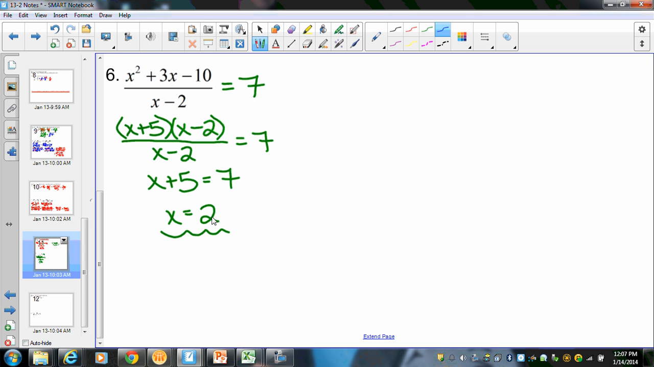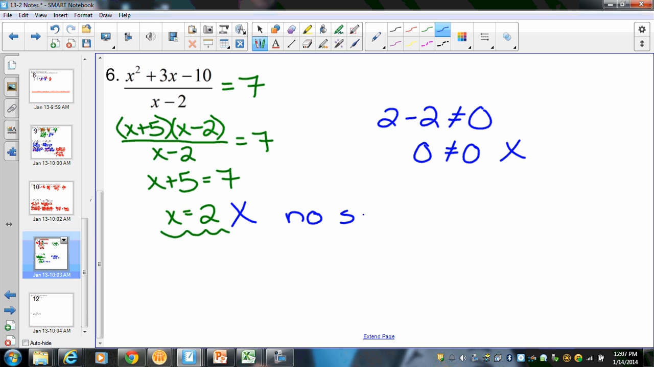So now I'm going to check that one. I'm going to take it and substitute it into my denominator and make sure that it does not give me 0. Well, unfortunately, it does give me 0. So this cannot be an answer. And so since I don't have any other options, my answer is no solution. There is no time where this expression is equal to 7.